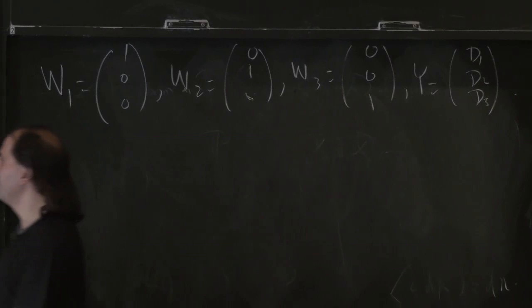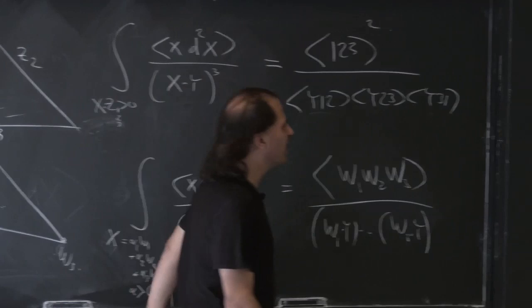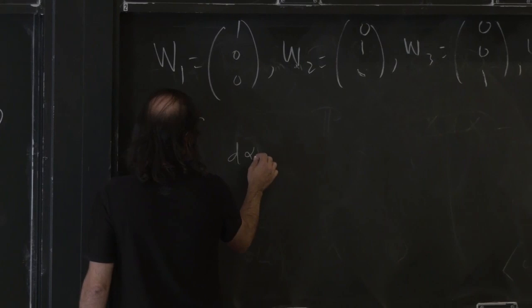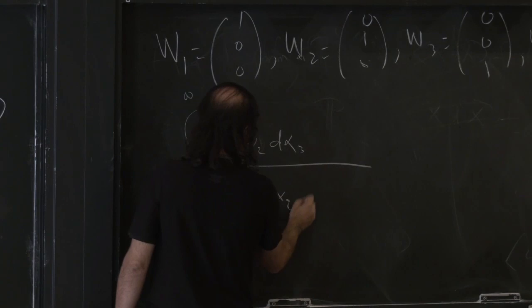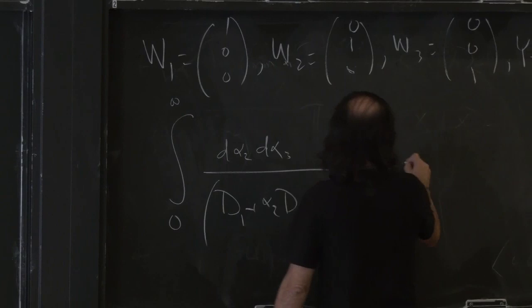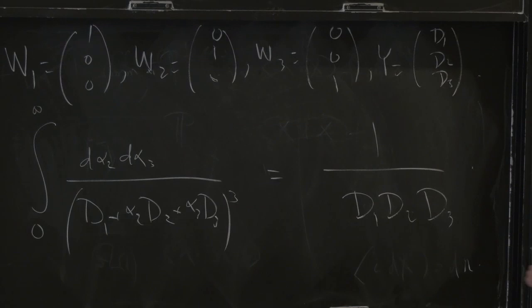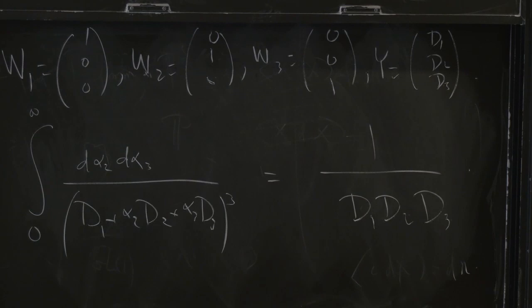So what is this formula? Well, with this parameterization for x, x d squared x divided by the denominator becomes exactly the integral from 0 to infinity. Let's say I can use the coordinate to set alpha 1 to 1, d alpha 2 alpha 3 over d1 plus alpha 2 d2 plus alpha 3 d3 cubed. That's the left-hand side, and the right-hand side is 1 over d1 d2 d3. Okay, so this is otherwise known as the Feynman trick. If you've taken a quantum field theory course, the Feynman trick for combining denominators.